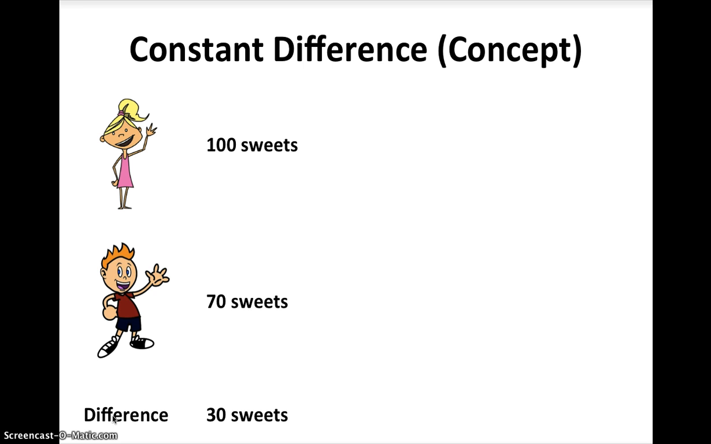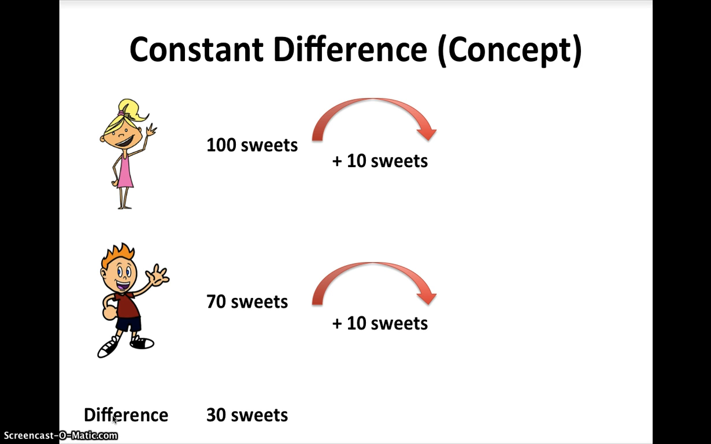Now let's say I give both of them the same number of sweets, to be fair. I'm going to give Megan and Tom 10 sweets each. What do you think you will notice? Now Megan has 110 sweets and Tom has 80 sweets. So what's the difference now? 110 sweets and 80 sweets. The difference is still 30 sweets.